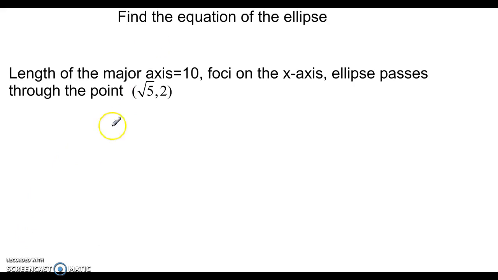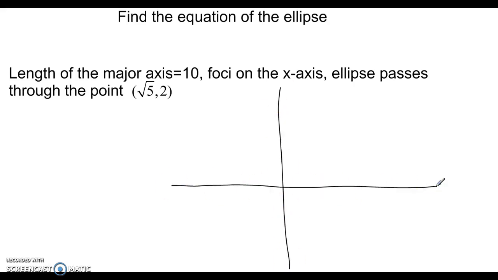Find the equation of the ellipse. So again, I think it helps to make a little sketch of this ellipse. Even if you don't use graph paper, I'm okay if you just want to sketch out something here. Okay, major axis is 10, it's on the x-axis. 1, 2, 3, 4, 5. 1, 2, 3, 4, 5.